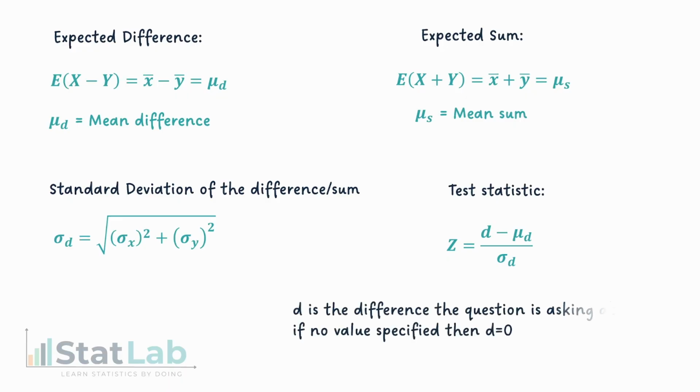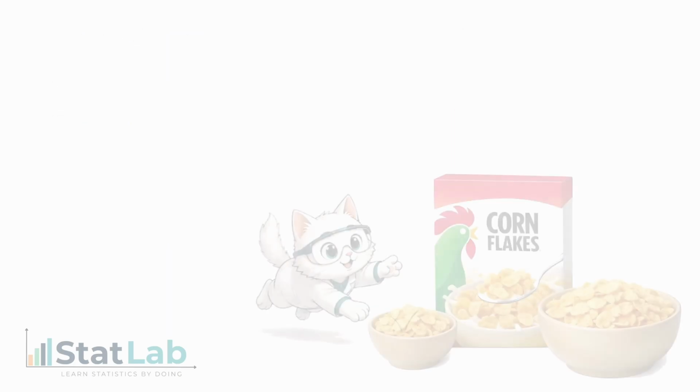Now, d is usually the value that the question is asking about. If it's not specifying a certain value, then you say d equals 0. What I mean by that is if I'm saying, what's the probability that A is 5 grams more than B, then I would put 5 in for d. But if I just said, what's the probability that A is more than B, then I would put 0 there because I haven't asked by how much more. Let's take a look at an actual example.